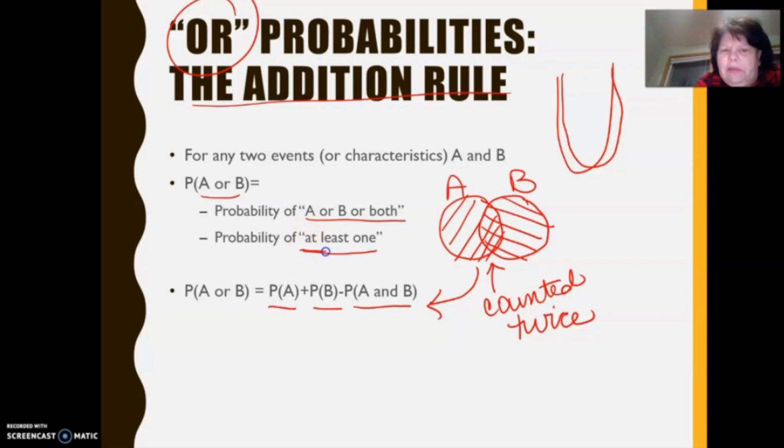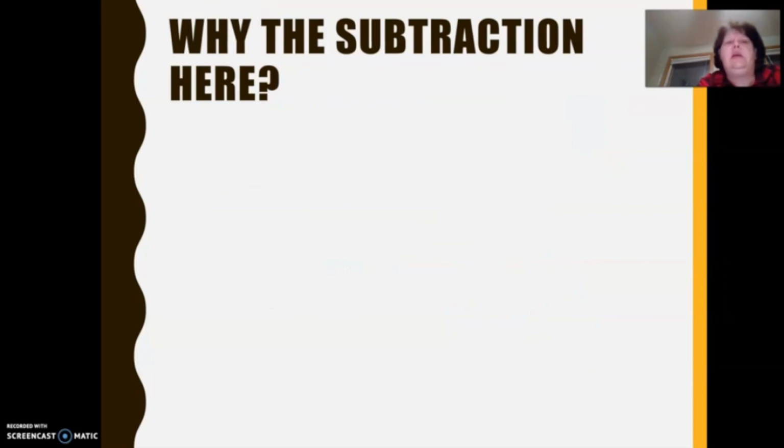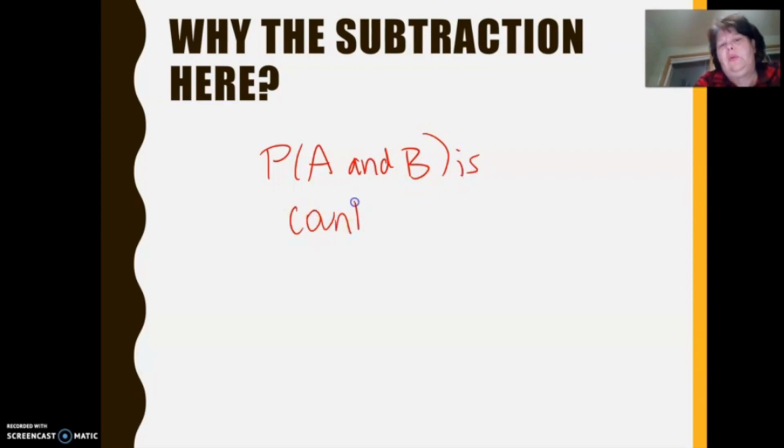It's also the probability of at least one happening because you can have just A, you can have just B, or you can have both A and B. So at least one means one or more. So if you see a problem that has at least one, you might try P of A or B and see if you can solve it. So why the subtraction here? P of A and B is counted twice in the formula.